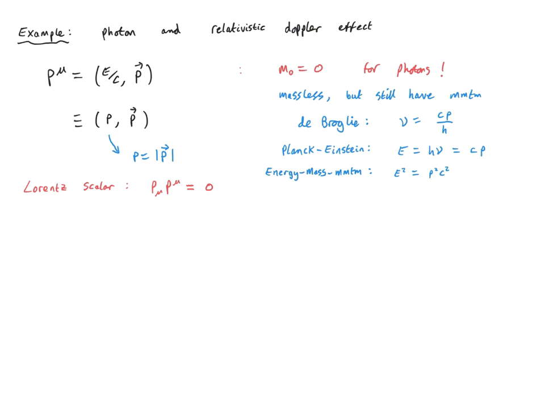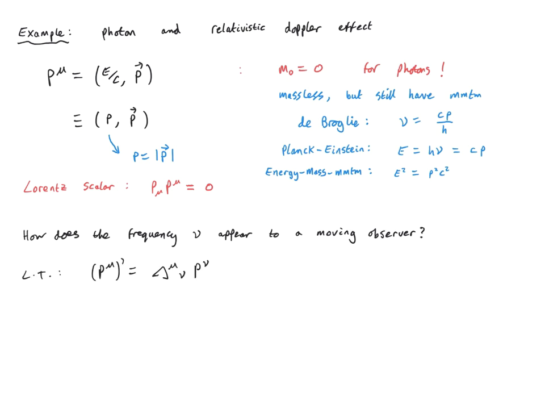One interesting consequence of this is that when we form the Lorentz scalar product, involving the contraction of the contravariant 4 momentum and the covariant 4 momentum, we actually simply get 0 for this product. And being a Lorentz scalar, this product must be equal to 0 in all reference frames. Let's ask ourselves now, how does the frequency of the photon nu appear to a moving observer?